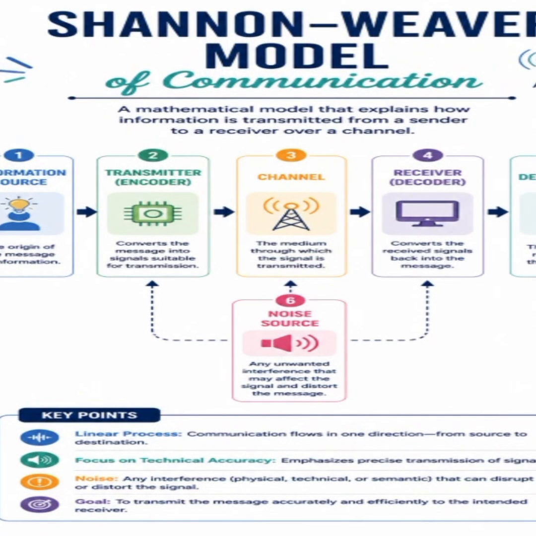Let's look at the specialized technical steps. Number one is the information source. It is the origin of the message or information. Think of this as the human mind or the brain that decides what text, data, or concept needs to be sent out. Number two, we have the transmitter, which converts the messages into signals suitable for transmission.